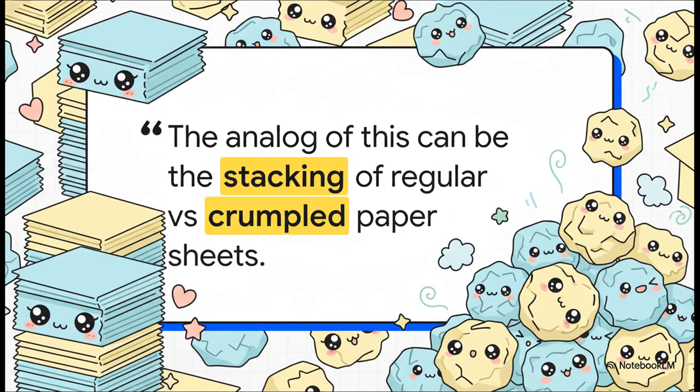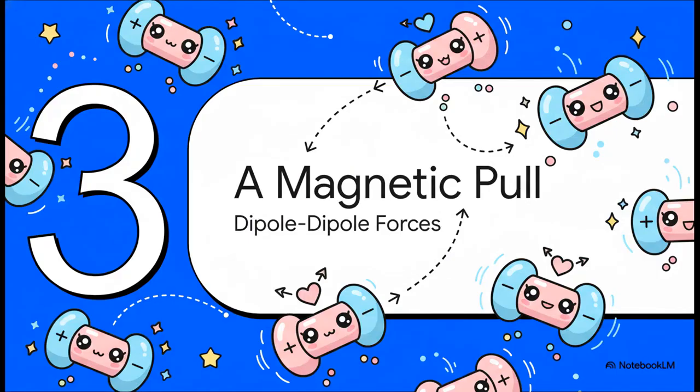The long pentane molecules are like flat sheets of paper. They can stack up really nicely and get a lot of contact. The compact molecules, they're like crumpled up paper balls. They only touch at a few random points, which makes them way easier to pull apart and send flying off into a gas. All right, time to level up.